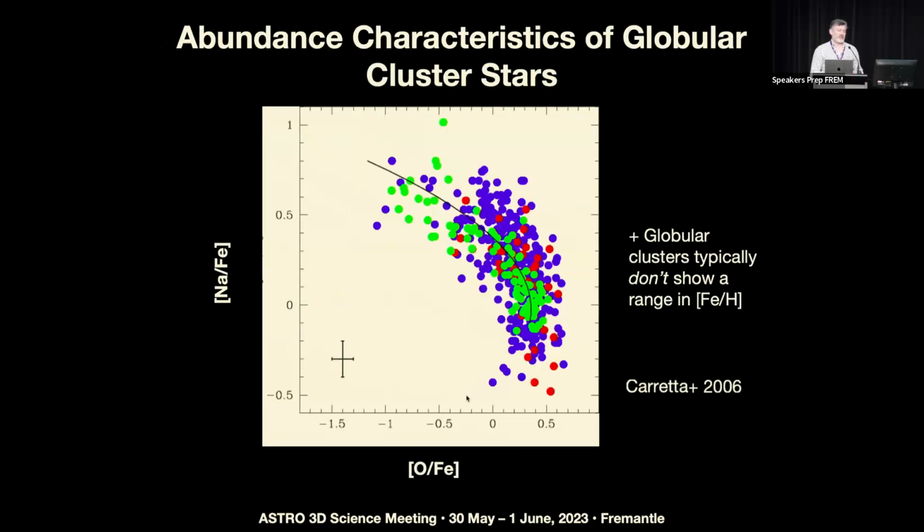Globular clusters typically show, well, you could call them strange because we don't know exactly why, but they tend to show elemental abundance anticorrelations. So in this case is the well known sodium to oxygen anticorrelation. If it's got high oxygen, it's got low sodium, and vice versa. We don't really know why. People have ideas, but I wouldn't say that it's a solved problem. And one other thing about globular clusters is that they typically don't show a significant range in Fe on H. There are a few exceptions, but you can count them on the fingers of one hand.